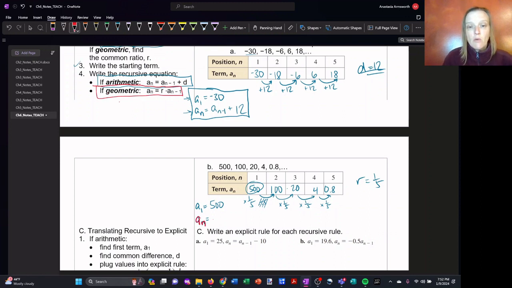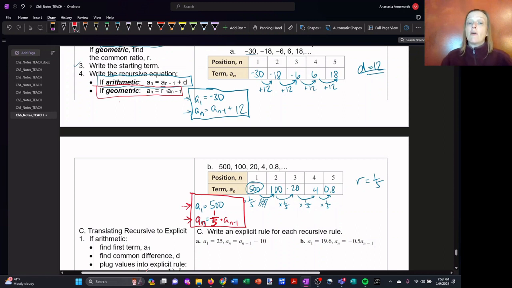The nth term equals the common ratio times the previous term. Well, we said that the common ratio was 1/5, so I am going to replace this r value with the fraction 1/5. And this is our final answer. Our recursive rule has two parts: it has the starting term and it has the recursive equation, in this case for a geometric sequence.